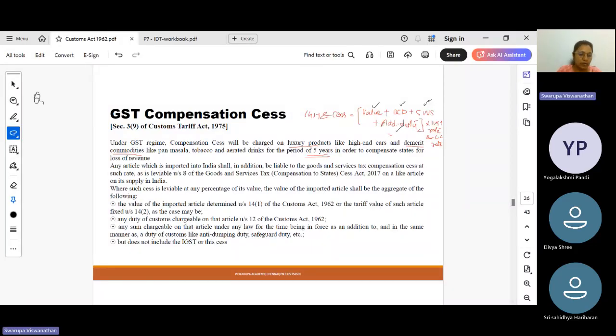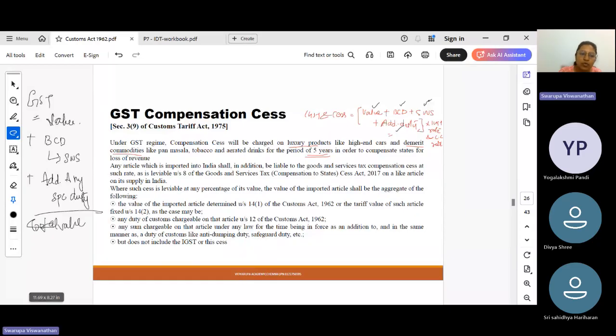So the GST calculation will be: first you have the value of the goods, that is the assessable value. On the assessable value, you will calculate basic customs duty. On basic customs duty, you will calculate social welfare surcharge. And then on the base value, you will add any other duty. That is, if there is any anti-dumping duty, countervailing duty or safeguard duty that has to be charged, those duties will also be added, and any specific duty will also be charged. Then we will get the total value. On the total value, we have to calculate GST. 18% GST will be on the total value.